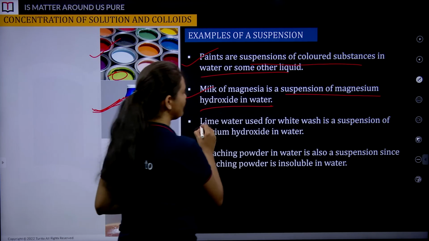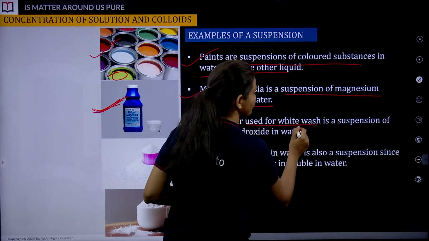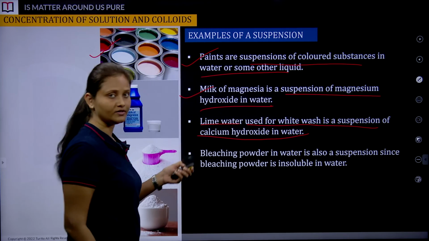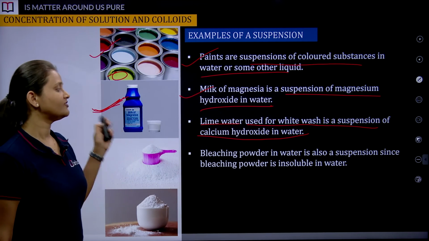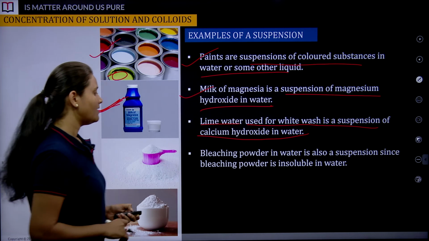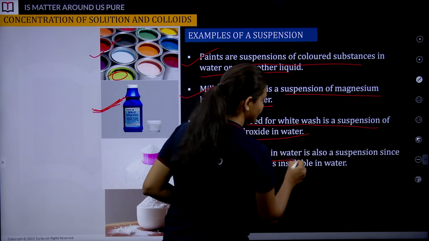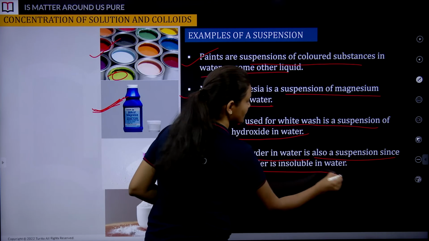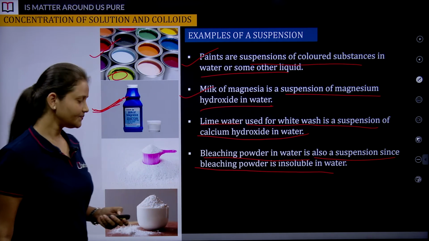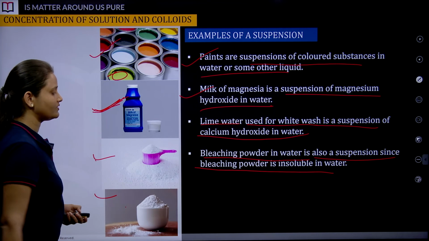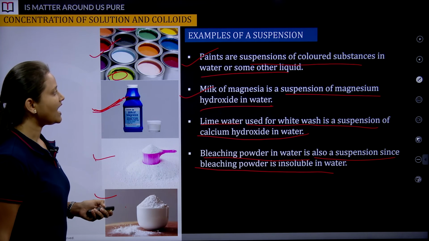Then next, lime water used for white wash is a suspension of calcium hydroxide in water. Just now we have talked about it. Calcium hydroxide in water can be considered a suspension. Next, bleaching powder in water is also a suspension, since bleaching powder is insoluble in water. So these are some examples. This is bleaching powder, this is lime water.